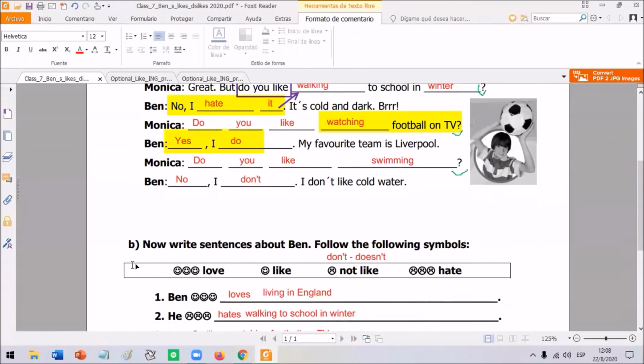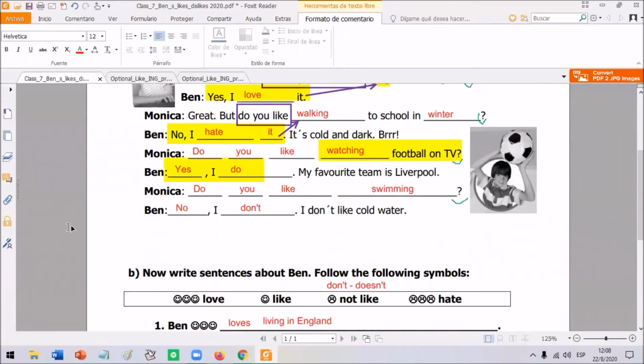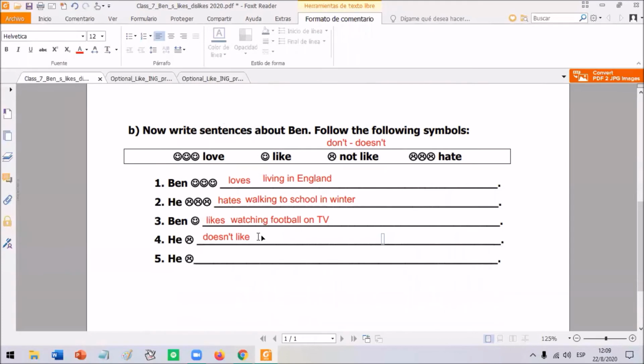So, let's go back to the text. Okay, look here. Do you like swimming? No, I don't. Okay? De esta última acción que le pregunta Mónica. Okay? So, he doesn't like swimming. Pero ojo, tenemos una oración más acá. De vuelta. Look, one sad face. So, again, we say, he doesn't like, empieza igual que el anterior, ¿ok?